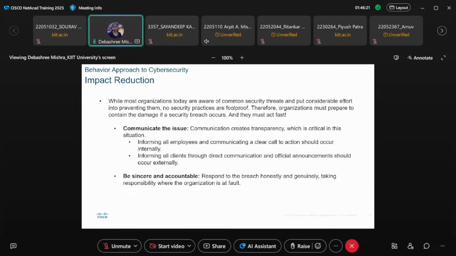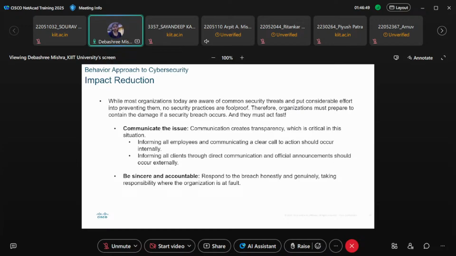Now we should have an official announcement directly to the employees that this has happened, and how to improve ourselves to get out of these kinds of attacks which may happen in the future. The next is be sincere and accountable. So you should be responsible. You should be responding to the breaches honestly whenever one may hit your organization.